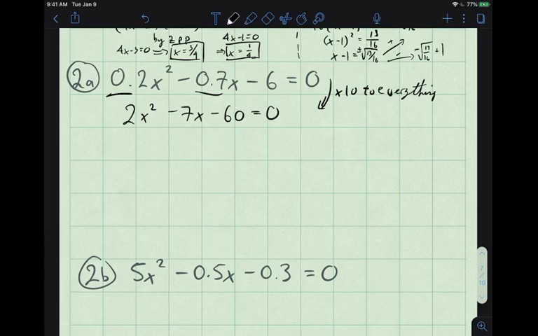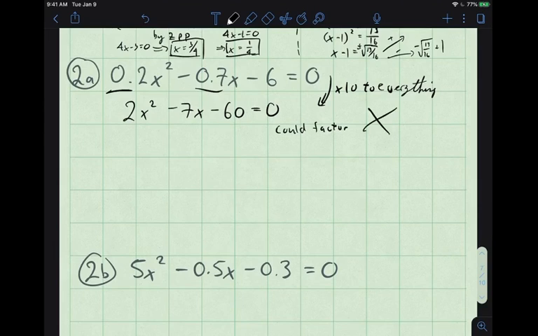15 and 8. Does that work? 15 and 8. Okay, could factor. Maybe I'll just get started with this one. Negative 120. Negative 120. I think 15 and 8 may work. Negative 15x, 8x. Yeah, so there's your hint for factoring. 15 and 8 do end up working.